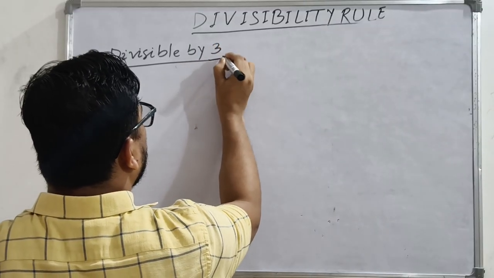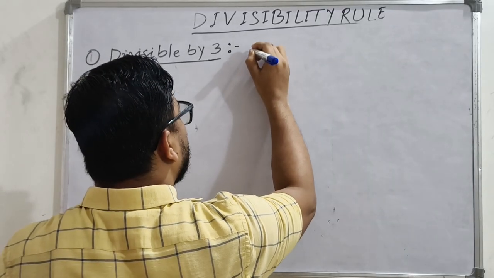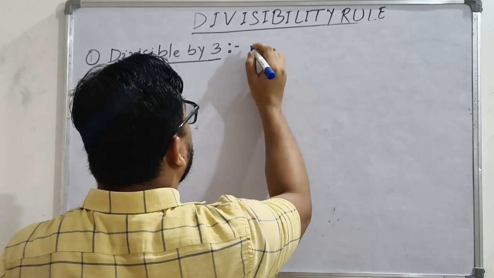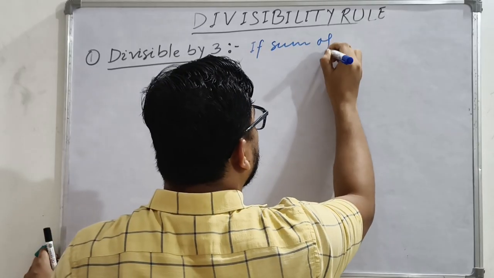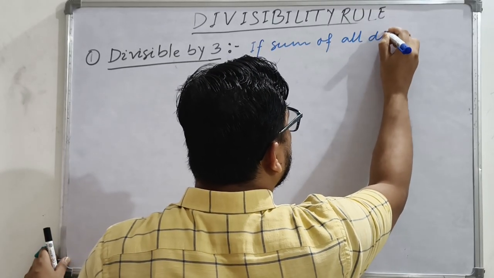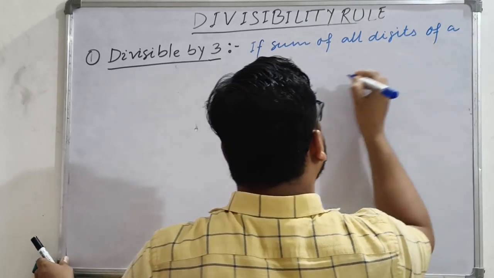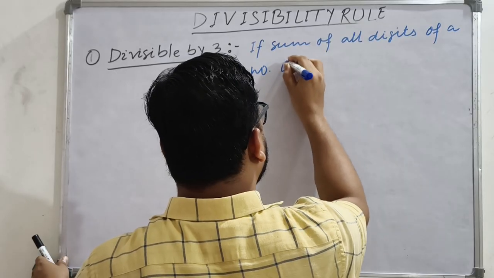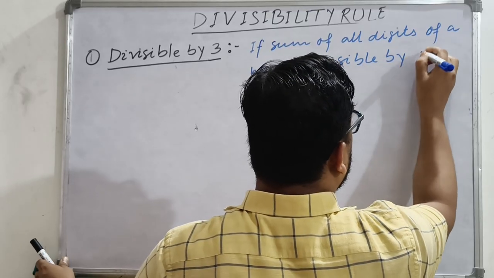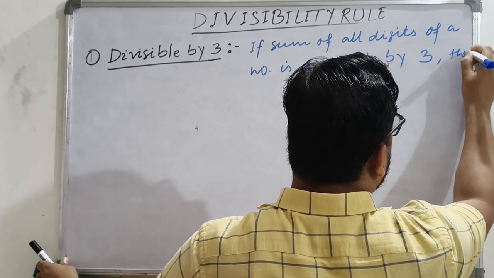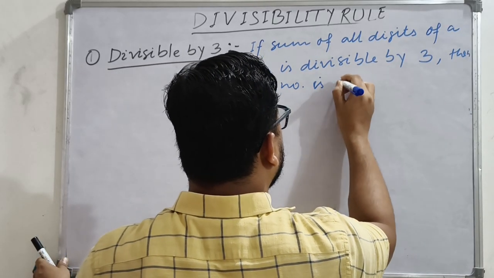Divisible by 3. Which numbers are divisible by 3? A number, if the sum of all digits of a number is divisible by 3, then the number is divisible by 3.